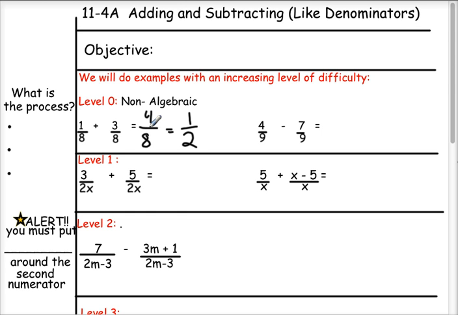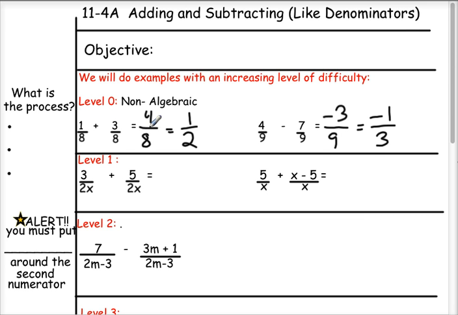So our next one, notice you have the same denominator, so I'm just going to put that right away. 4 minus 7 is a -3. And again, this can be reduced. Both top and bottom can be divided by 3, so we end up with a -1/3.